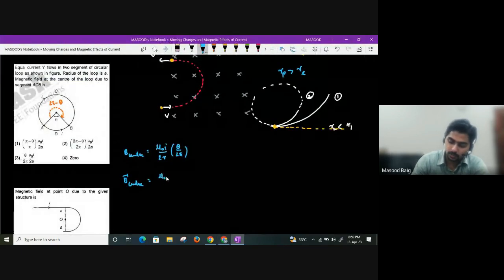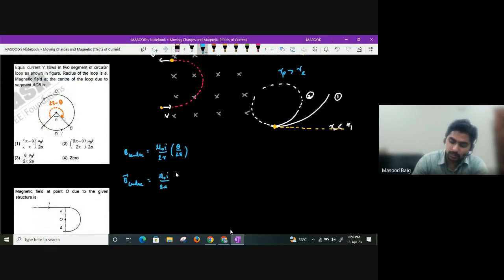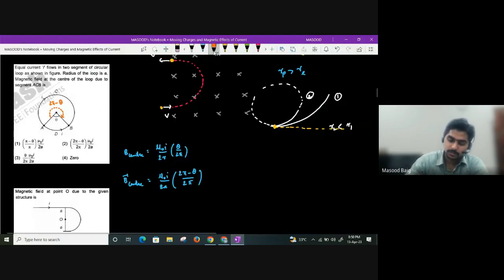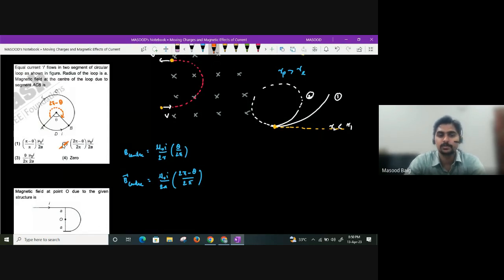Due to the ACB part it will be mu naught I divided by 2a, times the angle subtended by the ACB part at the center, which is 2 pi minus theta divided by 2 pi. So what will be the answer, guys? The answer should be the second option. Mu naught I by 2a, times 2 pi minus theta divided by 2 pi.